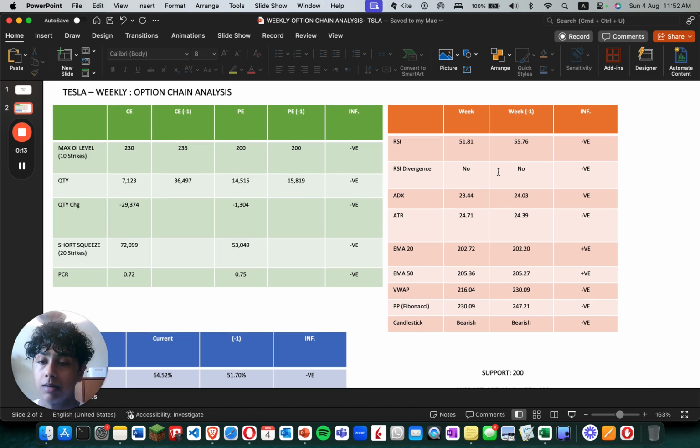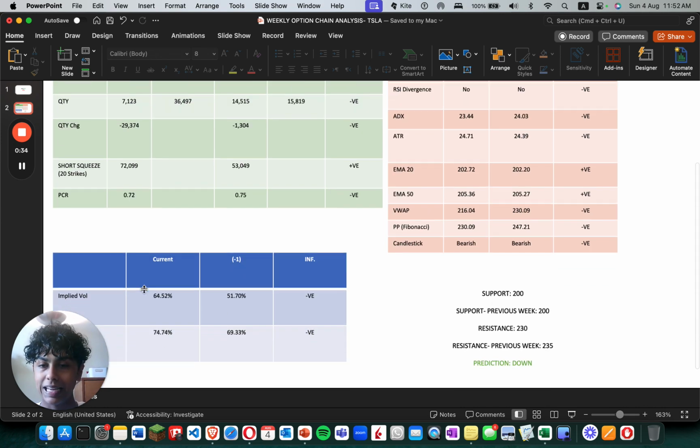The PE max Y level is the same, but the CE went down, so that's negative. Quantity is higher for PE, that's negative. The change is higher for CE, that's negative. Short squeeze is higher for CE, that's positive. Let me fix that. That's positive. PCR is still below 1 and lower than the previous, that's negative.